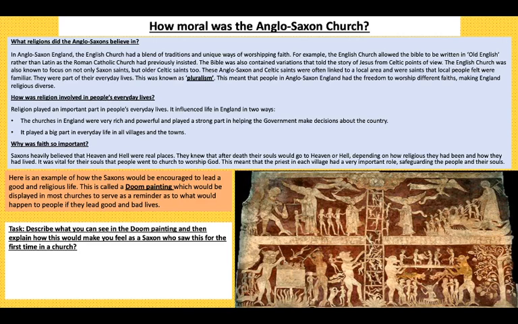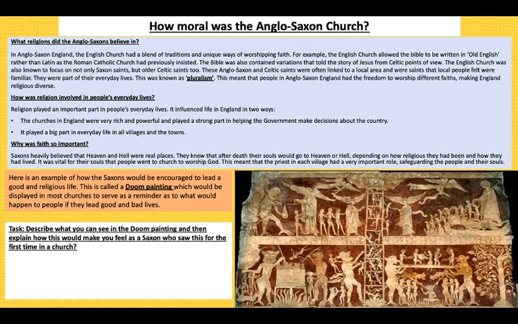Why was faith so important back then? So the Saxons heavily believed that heaven and hell were real places. They knew that after death their souls would go to heaven or hell depending on how religious they had been and how they had lived. It was vital for their souls that people went to church to worship God. This meant that the priest in each village had a very important role, safeguarding the people and their souls. So in essence, it just wanted to protect everybody. Okay.